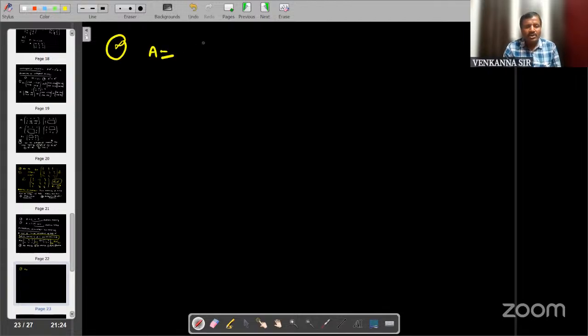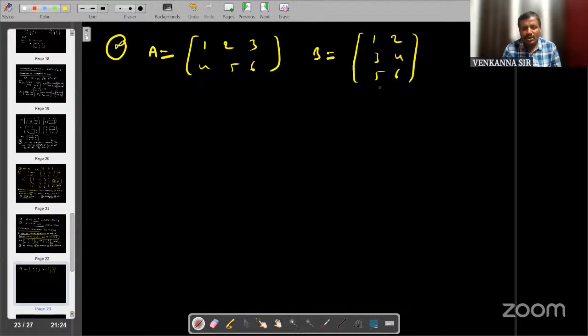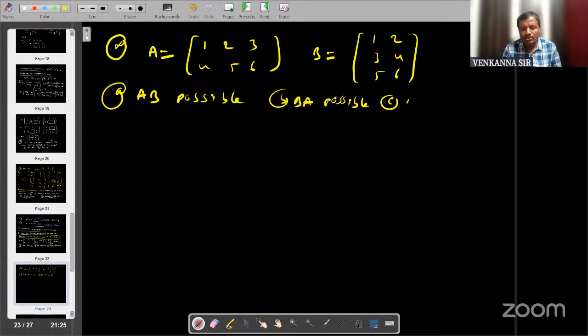A is equal to 1, 2, 3, 4, 5, 6. B is equal to 1, 2, 3, 4, 5, 6. What result is possible here? AB possible, BA possible, both, or D, none of these.